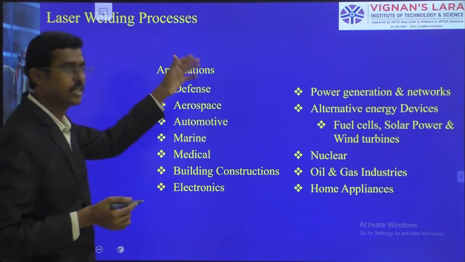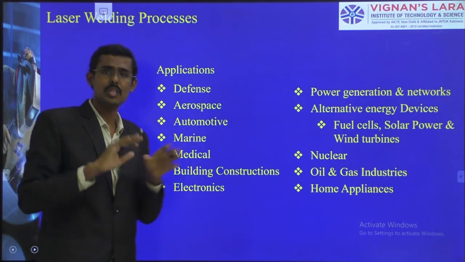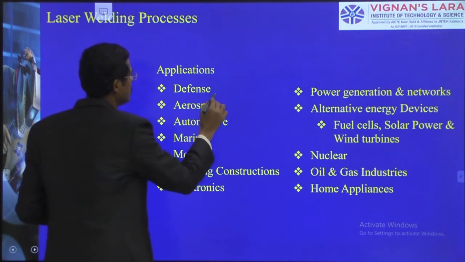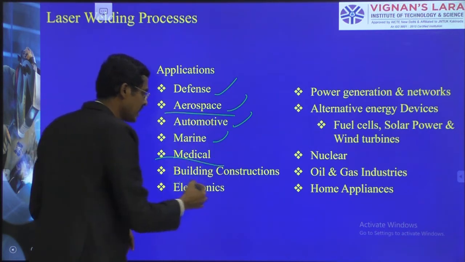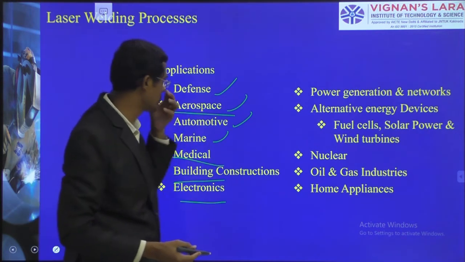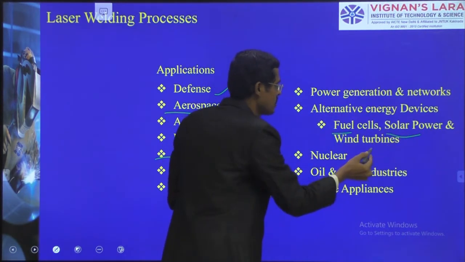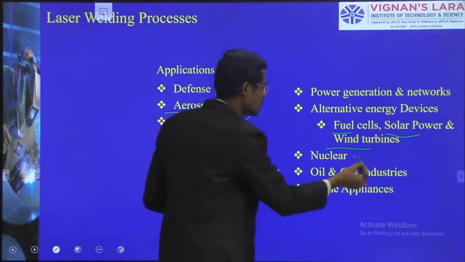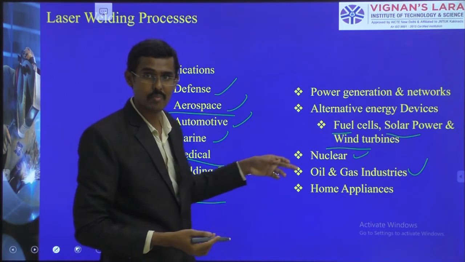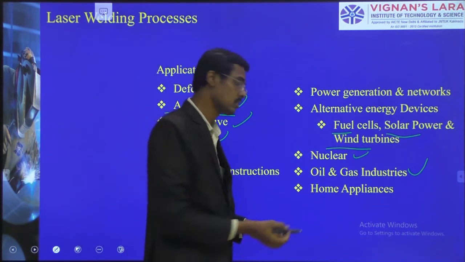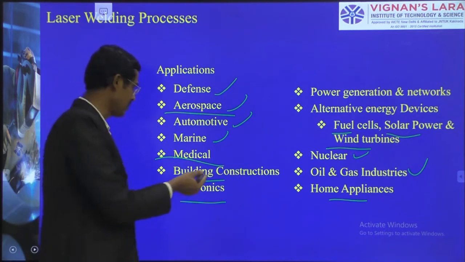What are the applications there? As it has no heat affected zone, there is no brittleness, good ductility. Therefore, we can use it in defense, aerospace, automobiles, marine, medical, building construction, electronics, everywhere. Power generation, alternative energy devices such as fuel cells, solar power, wind turbines, nuclear, oil and gas industries, power, pressure vessels, boiler plants also we can do. Home applications, regular uses, we can do. In electronics, mobile parts, we do laser welding.